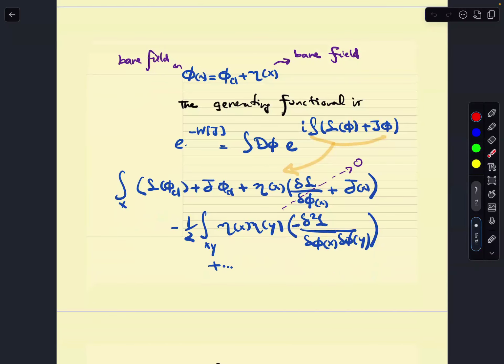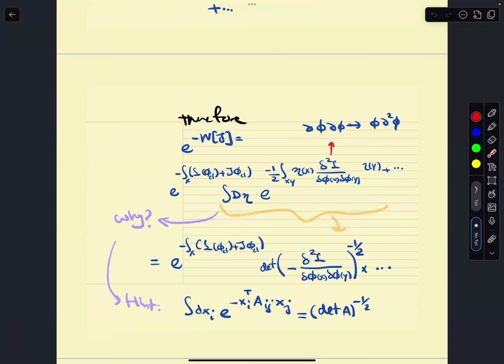So the next order piece is minus half a bilinear, eta of x, eta of y. Maybe it's better if I put this on this side, but as I've written it, it doesn't really matter. And then you have this second derivative of the Lagrangian density with respect to phi of x, phi of y. It's a double integral over x and y, because these are functional integrals, and then the higher orders.